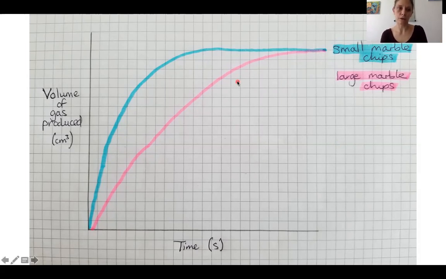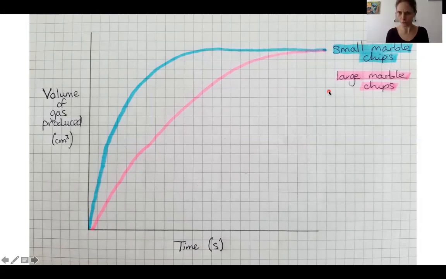So if you have a little look, in this experiment we are clearly measuring the volume of gas produced against time so that we can work out the rate. And our blue line is our smaller marble chips and our pink line is our larger marble chips.